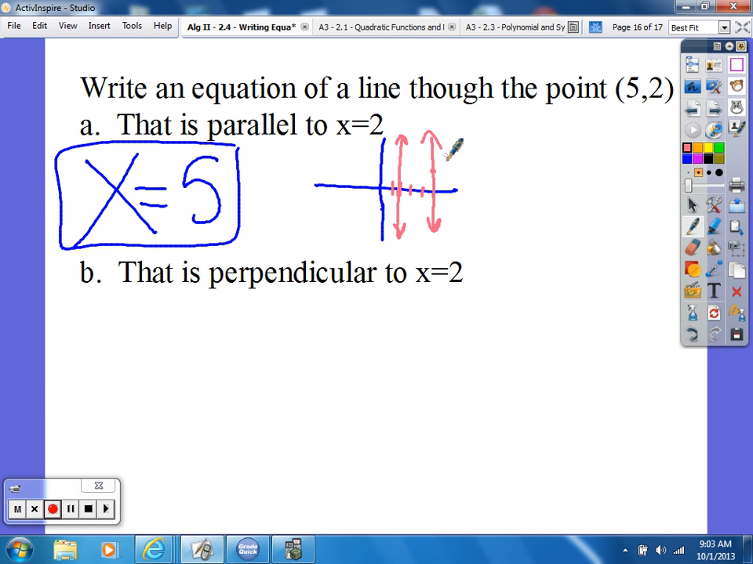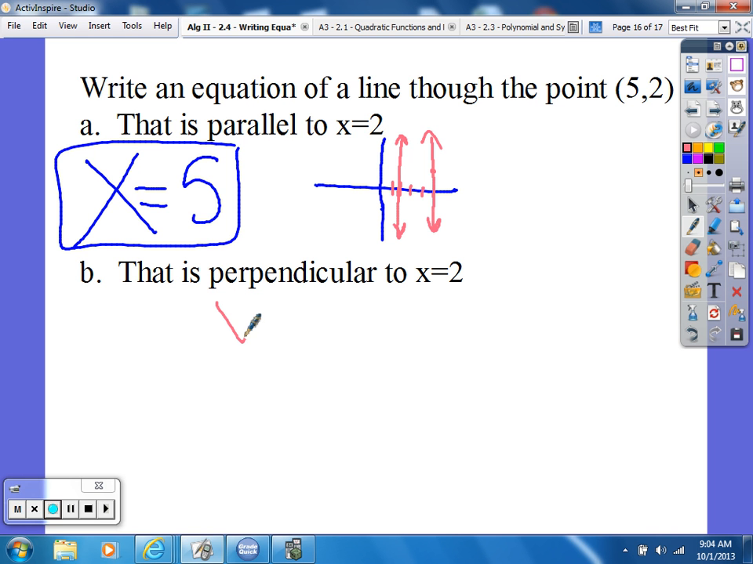Now, when you're only dealing with one letter, x equals or y equals, it's not a lot of work. In fact, there was no work there, right? I understand that. I know that. Now, perpendicular to x equals 2. Well, x is this way, so perpendicular would have to be this way, which goes through what letter? Goes through the y, right?